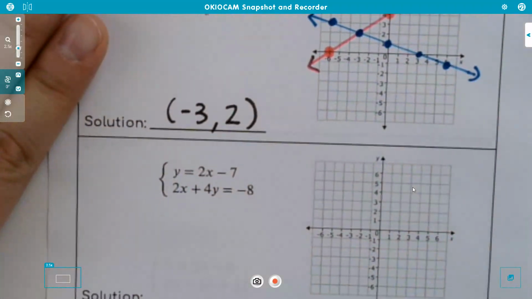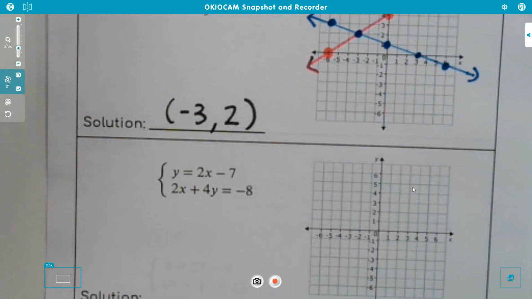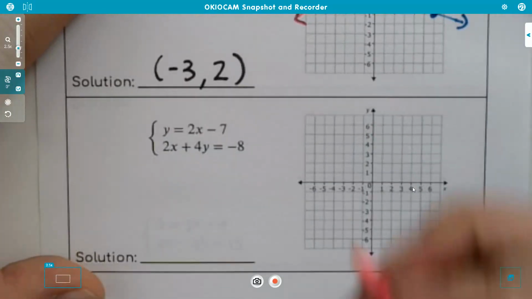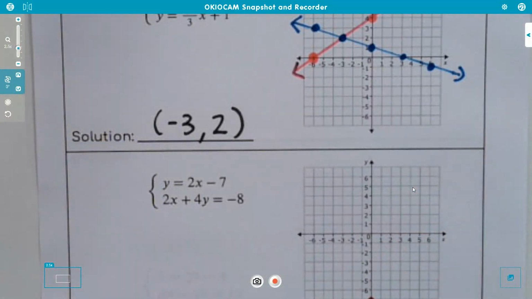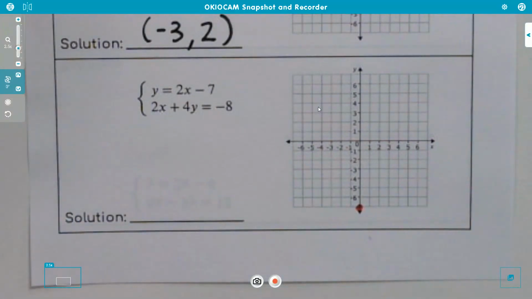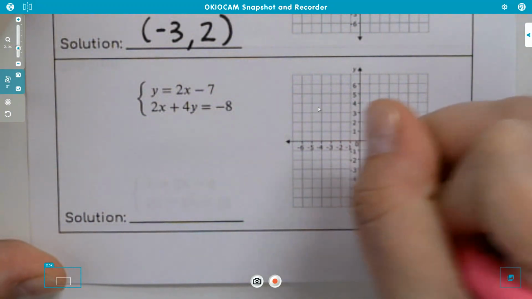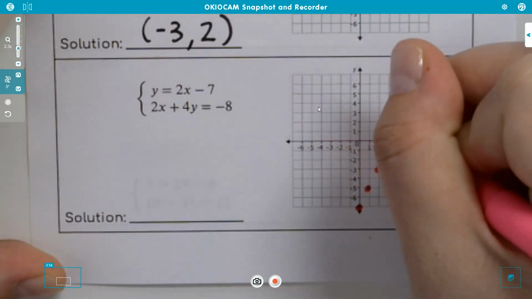So this one, I'm going to graph y equals 2x minus 7 first, because it's on there first. So I'll start that one at negative 7. I'm going to graph a slope of 2. So I'm going to go up 2, right 1, all the way across my graph.